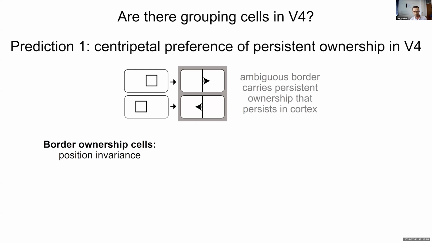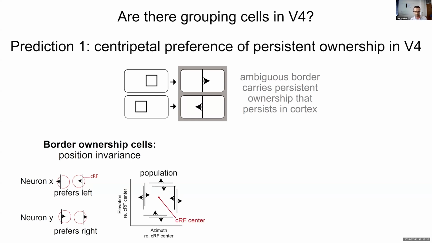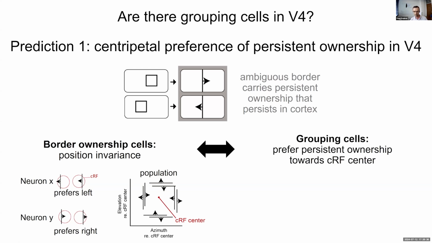And therefore, we expect to see a position invariance if you think about the population of border ownership cells. That is because it doesn't matter for border ownership cells where exactly the border is present in the receptive field. If it's on the left half or on the right half, if the cell prefers leftward ownership, it will always prefer leftward ownership for those different positions. Other cells will prefer rightward ownership, for example, so they will always prefer rightward. So in the population of cells, if you combine data from different cells and borders presented at different positions relative to the receptive field center, you should get a balanced picture of left and right and up and down preferences. However, the grouping cells should behave differently.